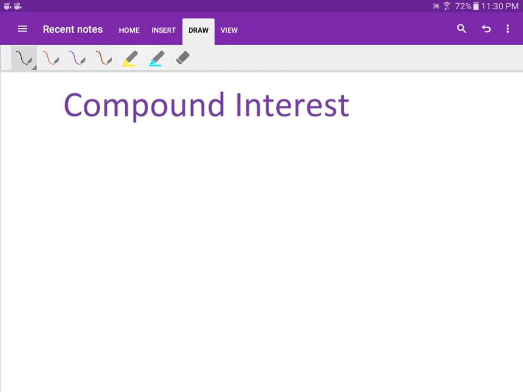Compound interest. The formula for compound interest is A = P(1 + R)^N. A is the amount of money at the end of the period, which we call the future value. P is the amount of money that you invest, the principal. R is the interest rate, and it can be 5%, 2%, 3%, and so on.